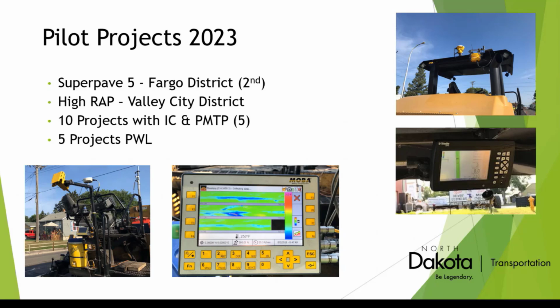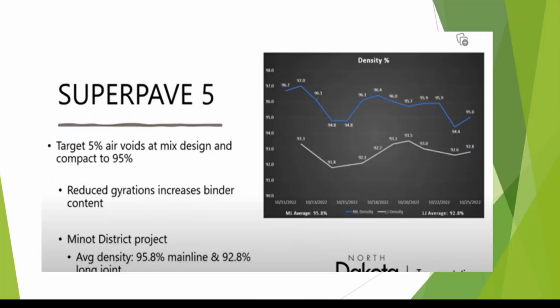You can see the drastic increase. There were 10 projects with intelligent compaction and PMTP, paver mounted thermal profile. More and more of those are coming hand in hand together, and for good reason, as you'll see here in a second. The parentheses was there were 5 done in 2022, and then increased to 5 projects that used the PWL, or percent within limits method, for density acceptance, and we'll get into that a little bit more here.